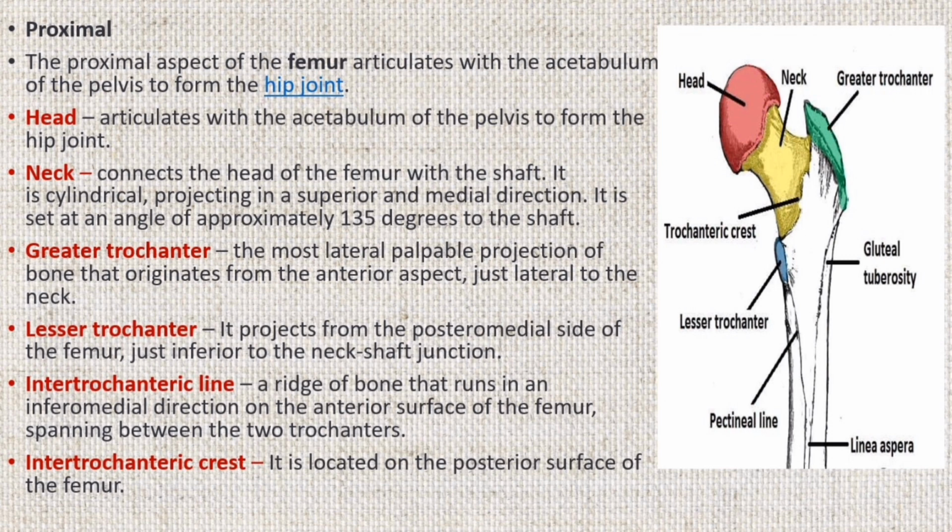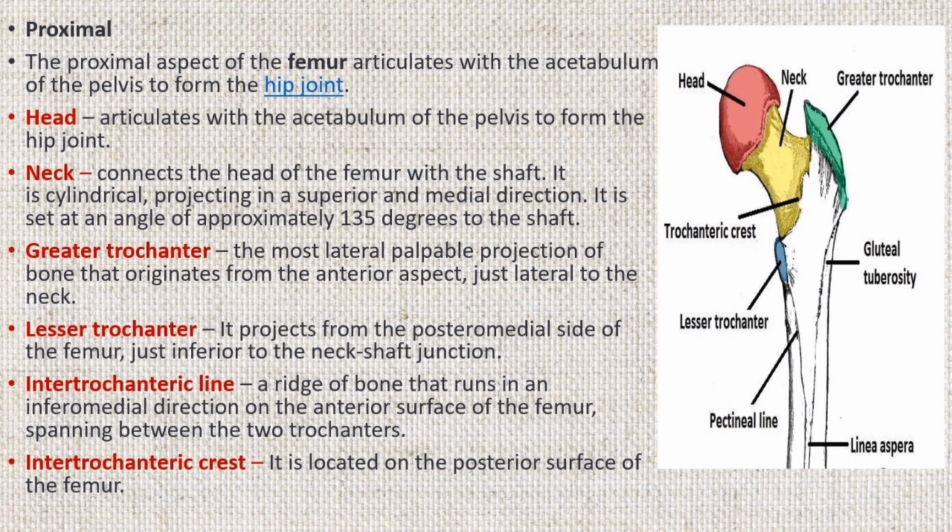Lesser trochanter. It is smaller than the greater trochanter. It projects from the posteromedial side of the femur, just inferior to the neck-shaft junction. It is the site of attachment for iliopsoas, forceful contraction of which can cause an avulsion fracture of the lesser trochanter.